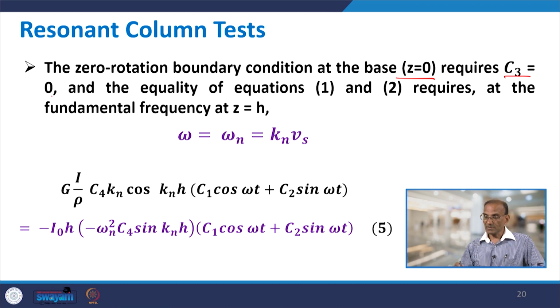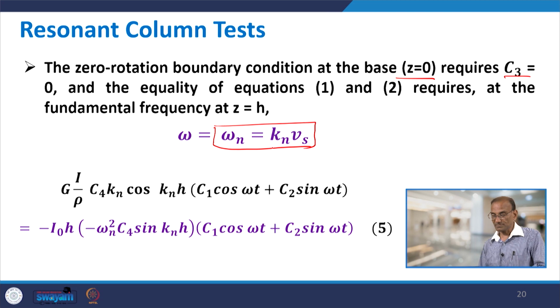The second condition we apply is at the top, where we say omega equal to omega n when we consider the natural frequency. Omega equal to omega n can be represented as kn into Vs, where kn is the wave number corresponding to the nth frequency and Vs is the shear velocity. So, in this case, when we put these numbers in equation number 1 and 2 and equate them, you end up with equation number 5.